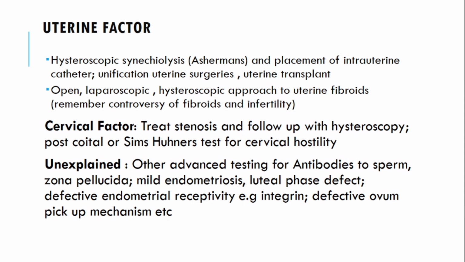For the uterine factor, it's important to know that those with Asherman syndrome can benefit from hysteroscopic synechiolysis and the placement of an intrauterine catheter. And of course, after that, the patient can now go ahead and have another trial of pregnancy. Unification surgery, uterine surgery, can be done for embryological problems with the uterus, where they have a transverse septum. The surgeries can be done.